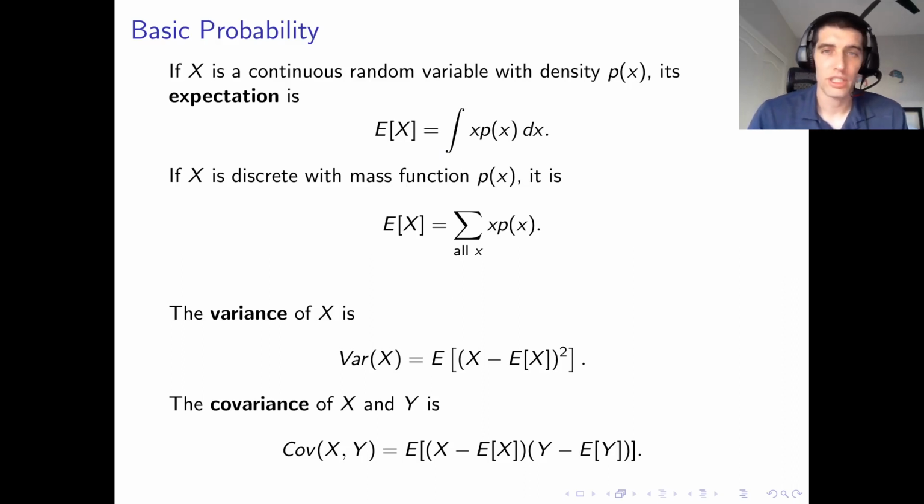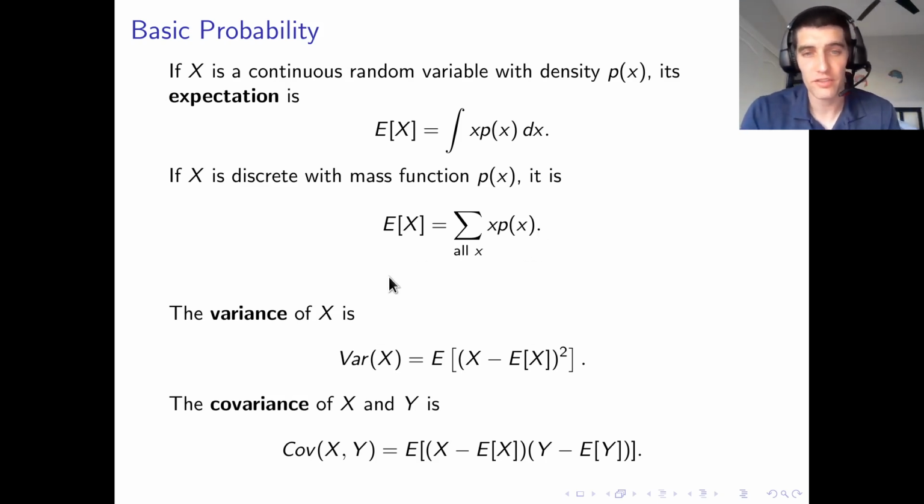So just some basic probability notation and definitions. If x is a continuous random variable with some density p of x, its expectation of x is defined as follows. You take the integral of x times the density. So you integrate x against the density. If x is discrete, then you have a probability mass function instead of a probability density function, and we replace the integral with a sum. So this is pretty standard.